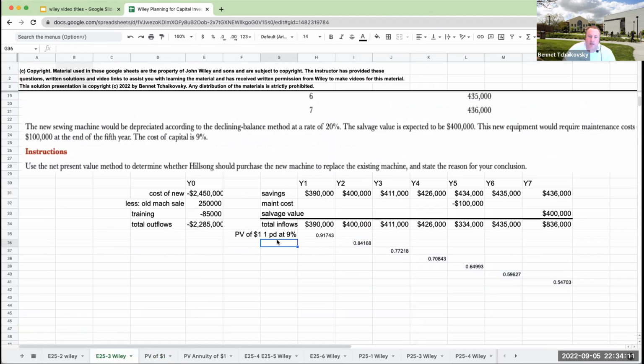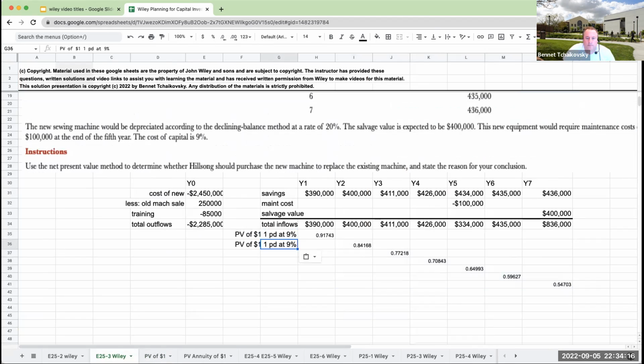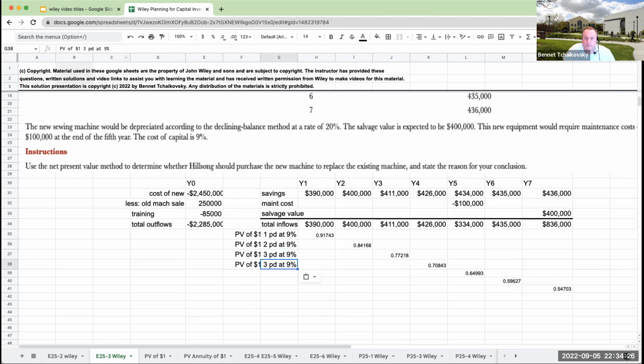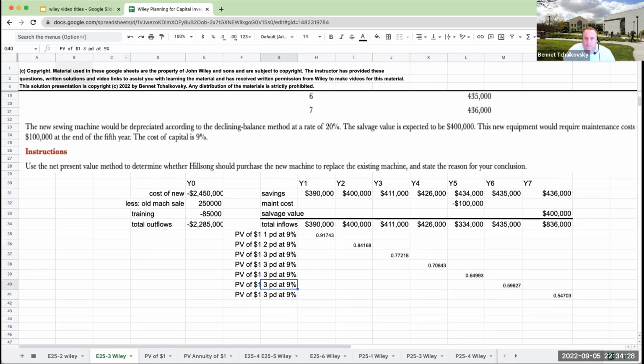So this is going to be present value of $1. And this will be at 2 periods at 9%. This will be 3 periods at 9%. This will be 4 periods at 9%. This will be 5 periods at 9%. This will be at 6 periods at 9%. This will be at 7 periods at 9%.